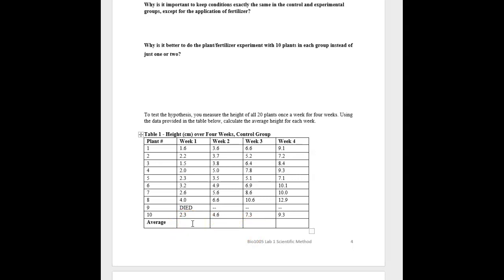So I'm going to go ahead and put in these numbers for you. I will type these in. So the average here is 2.4.